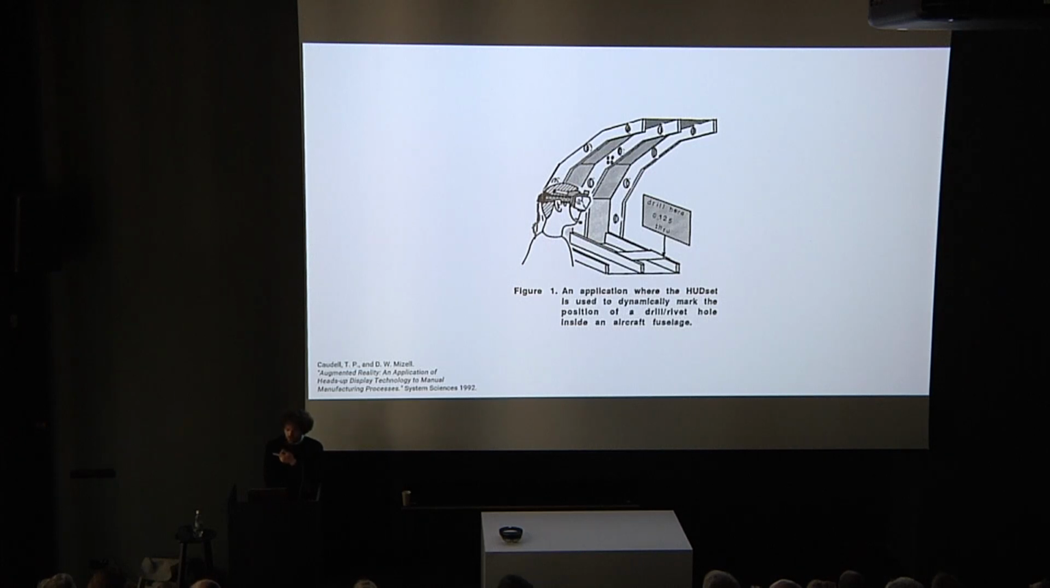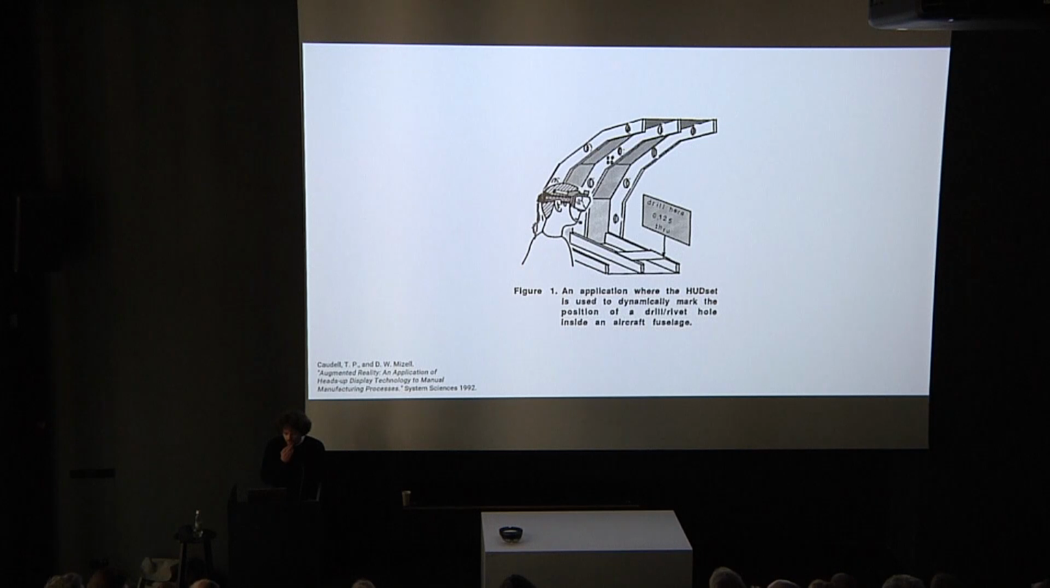Because this is a slide from a paper published by two engineers at Boeing in 1992, and this is where the term augmented reality was first used. And it was used to describe a system for helping a manufacturer of an aircraft wing really, really precisely locate things like drill holes or wiring paths in space so that they could do their job more efficiently.